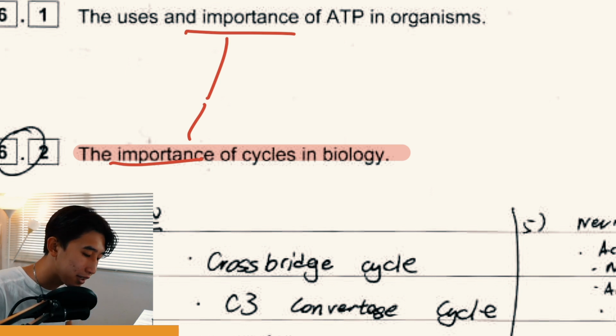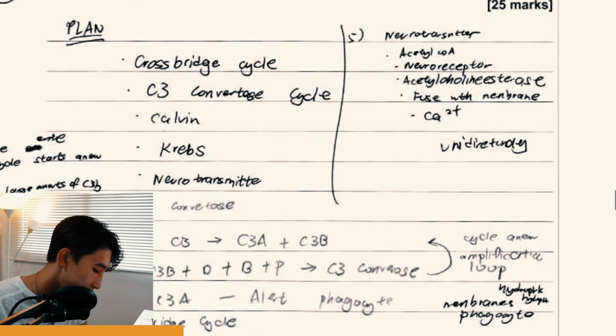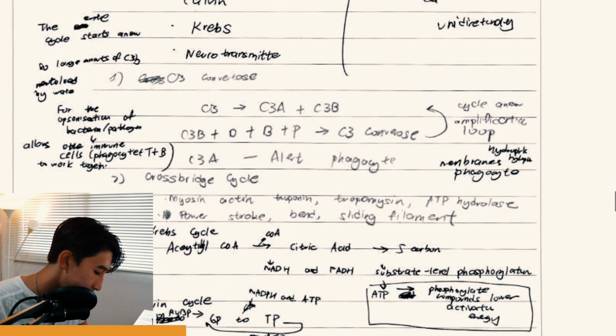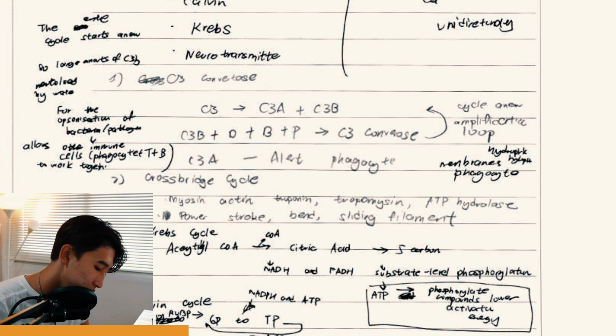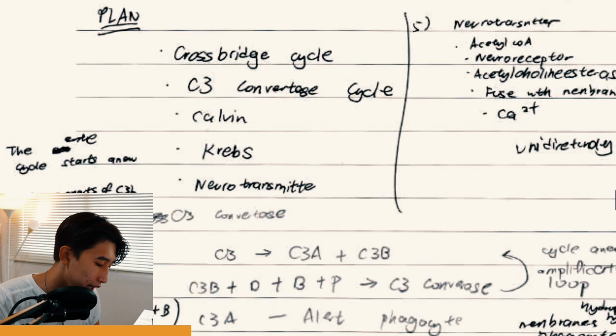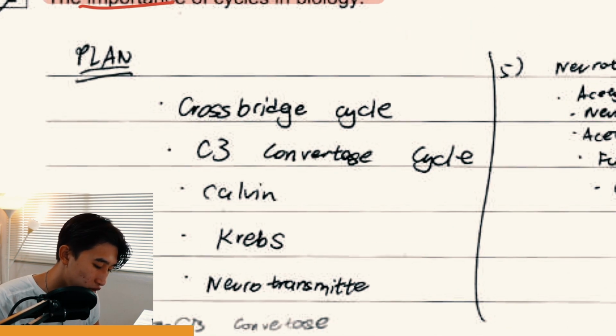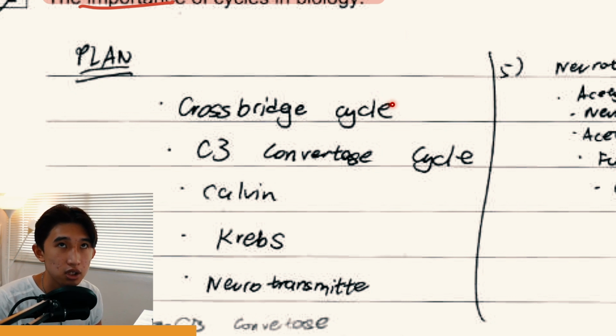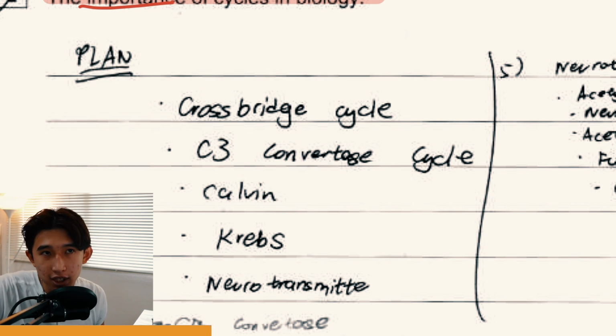I made sure when I did my essay plan in the exam, so this is the essay plan I did in the exam, that I highlighted, why is it important? So for example, in this plan here, I made sure I mentioned the cross-bridge cycle, which is the muscle contraction cycle. The C3 convertase cycle is a little nerdy thing that I included, which is outside the specification, just to get that 25 out of 25.